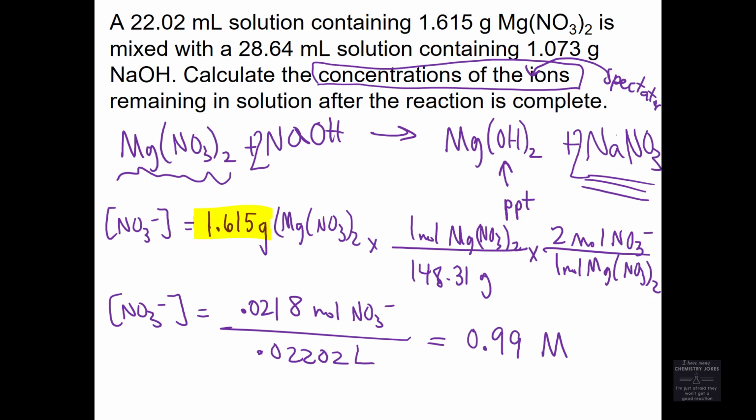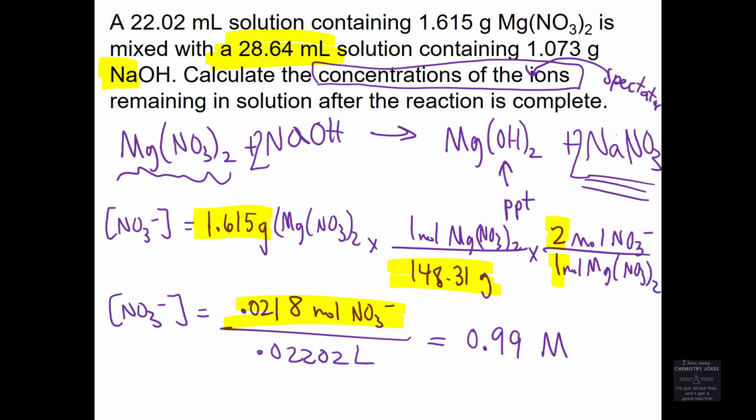This number would be 1.073 grams sodium hydroxide. This number would be the molar mass of sodium hydroxide. 23 plus 17 is 40. This would still be a 1-to-1 ratio when you're talking about solving for sodium. And then you would get moles of sodium divided by this volume in liters to get concentration of sodium. Did you follow me? Did you do it? Because you should do it. Do it. Do it, do it.